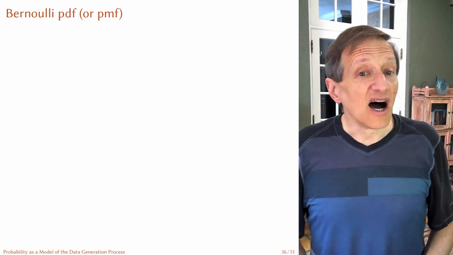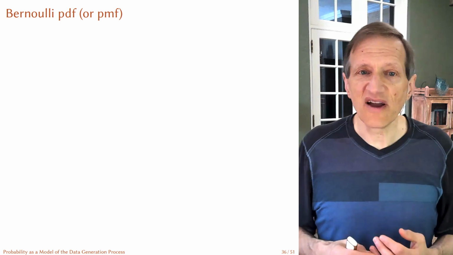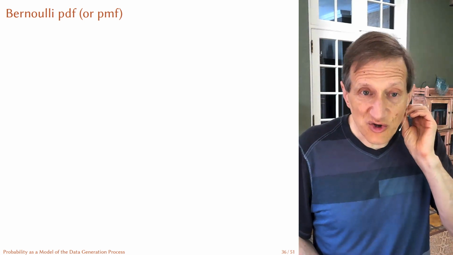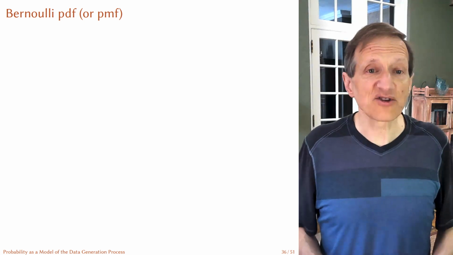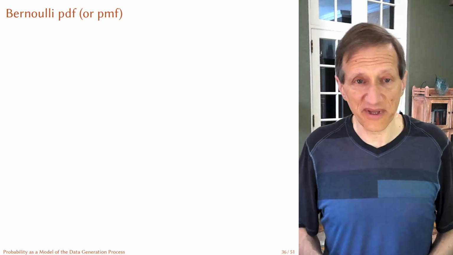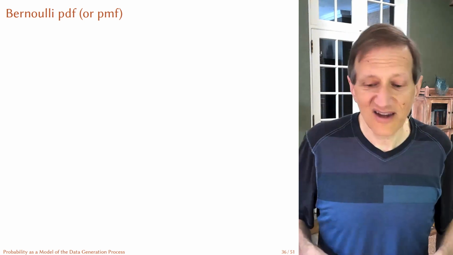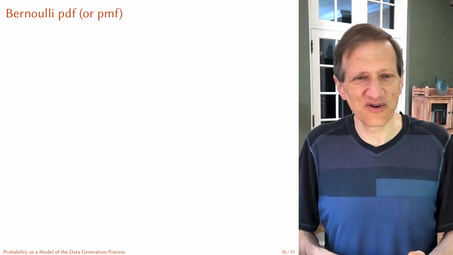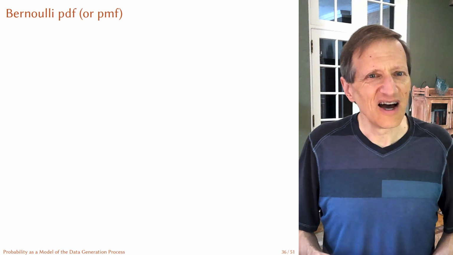Okay. Now let's go to an actually even simpler probability density because it's discrete, and it's one that we will actually use. It's the Bernoulli probability density. By the way, you hear Bernoulli a lot. I've already given you this example.